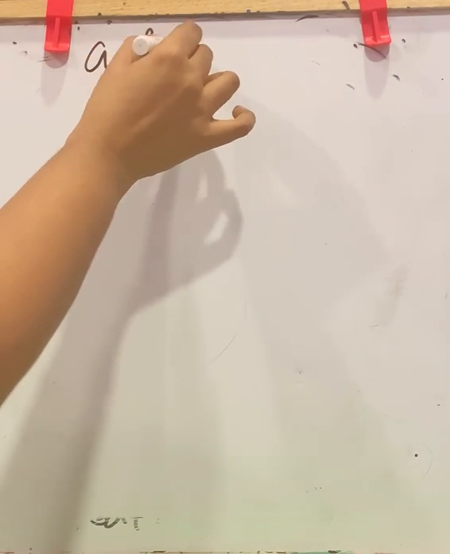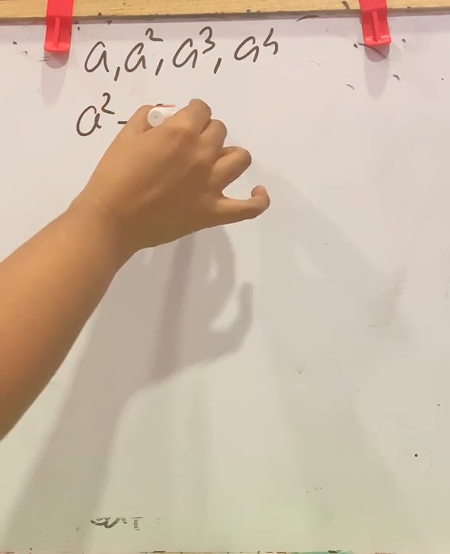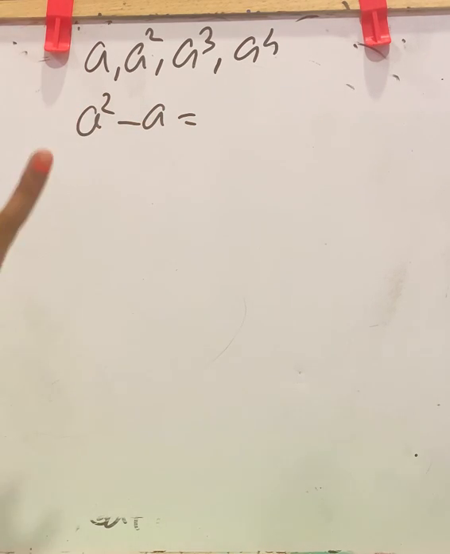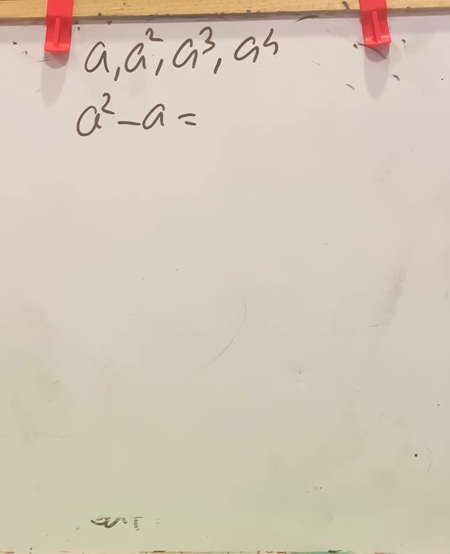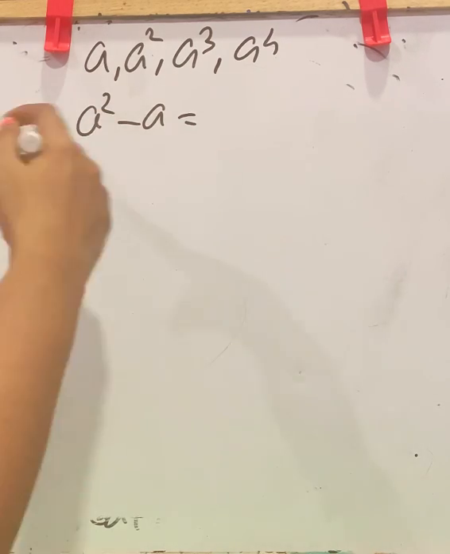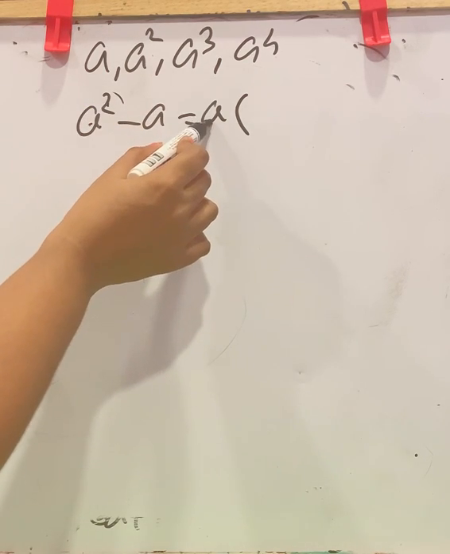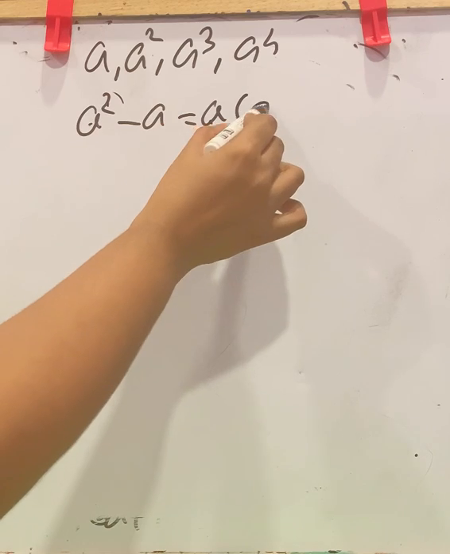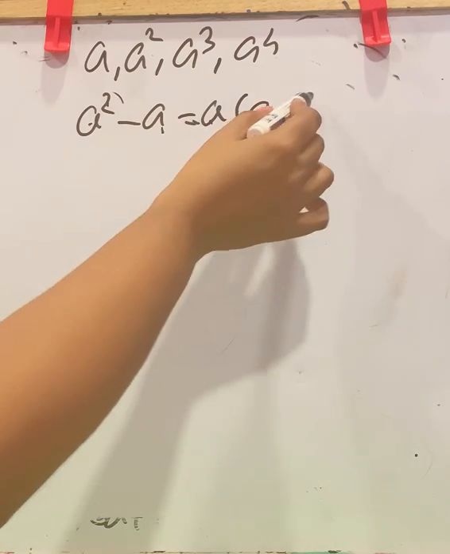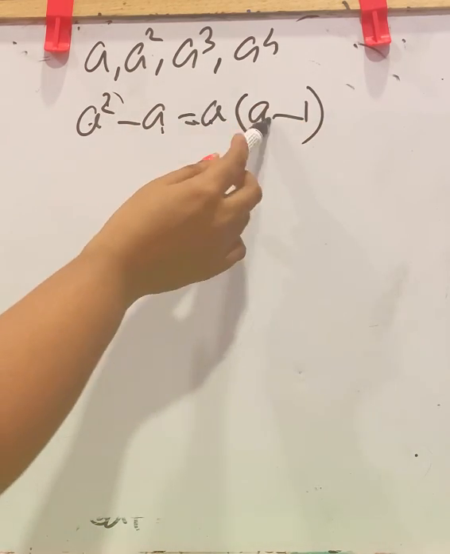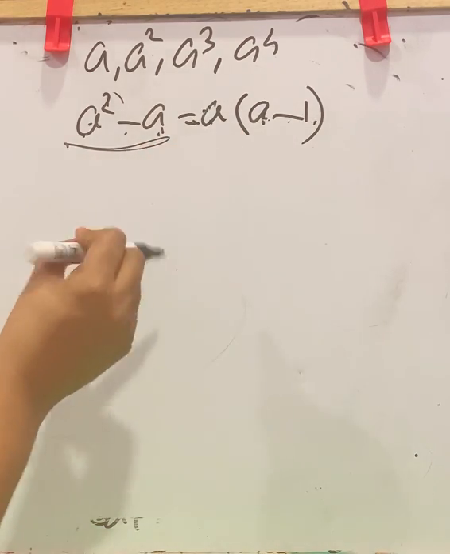A, A square, A cube, A raised to 4. Second term minus first term. If you want, you can write it like this, because you can't subtract it directly. This is quadratic and this is linear, so you can't do the operation between them. But if you want, you can take common A outside. Here, A square, with one A taken outside, left is 1A, minus here only 1A, that A is taken outside, so here the balance will be 1. Let us open this bracket to check whether we will get this or not. A into A square, A into minus 1, minus A, like that.